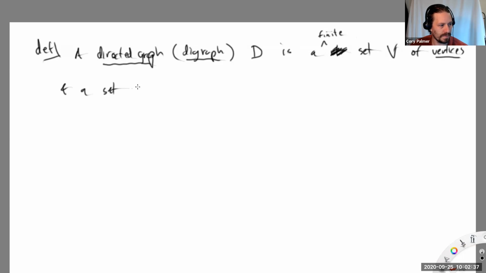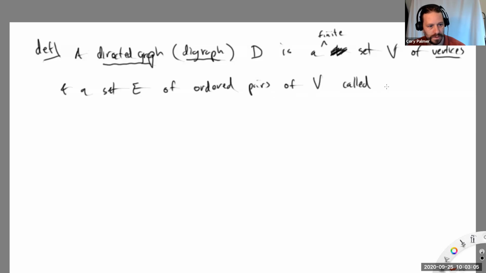And a set E of, so in graphs, the edges were pairs of vertices, right? We just grab pairs of vertices with no order. Here we'll grab ordered pairs of vertices. That's the only difference here, okay? So it's a set of ordered pairs. Ordered pairs are ordered two element sets of V. And these are called arcs. Usually in digraphs, instead of using the term edges, we'll use arcs just to re-emphasize we're talking about digraphs. But it's okay to call them edges as well.